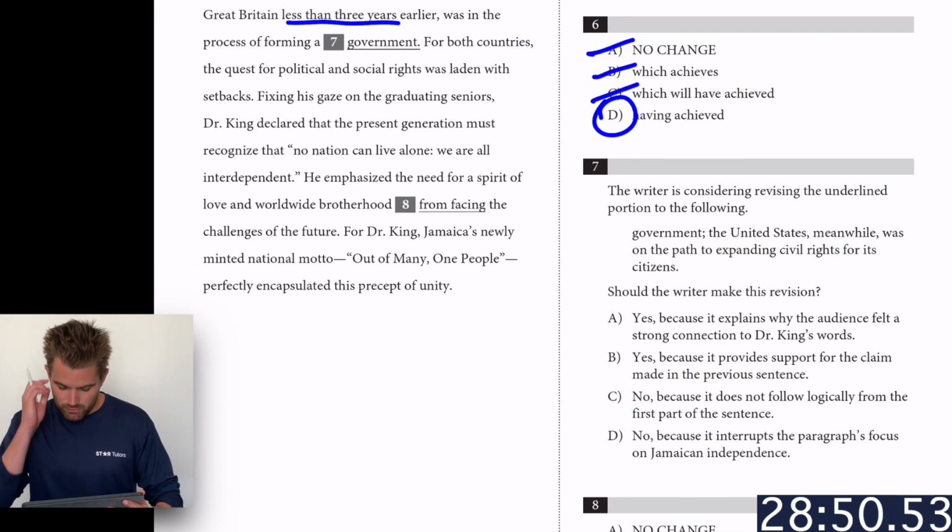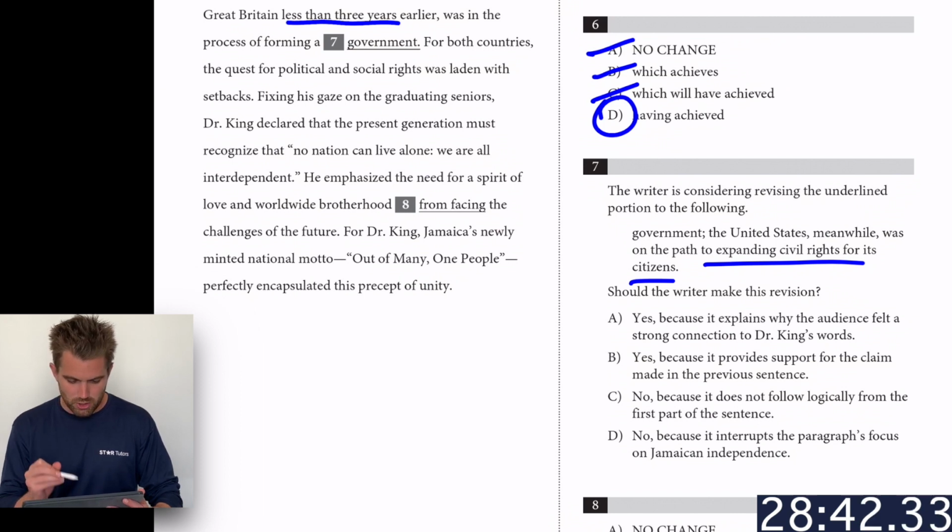Perfect. The writer is considering revising the underlined portion: the United States, meanwhile, is on the path to expanding civil rights for its citizens. Should the writer make this revision? Okay, guys, remember that if you're adding something, you're changing something, you have to reread. If they're doing this, they're including the United States for a reason.